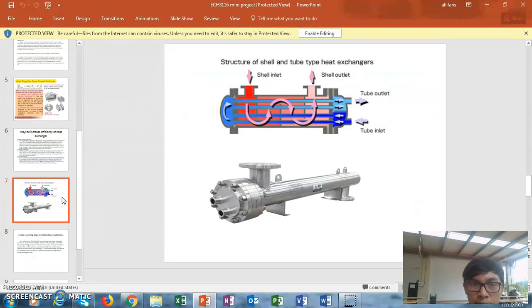Next, you can see the structure of a shell and tube heat exchanger. This is the tube outlet and tube inlet. This is the shell inlet and shell outlet. The process flows this way and this flows this way. This is the real picture of the shell and tube heat exchanger.